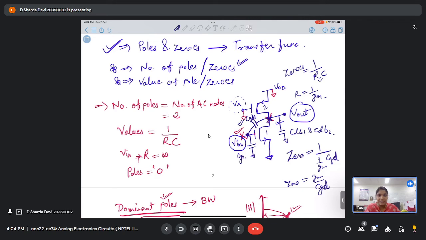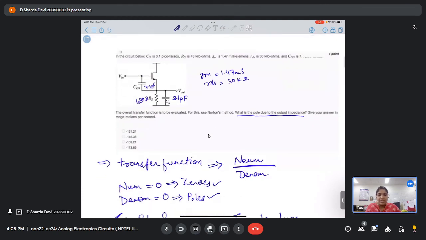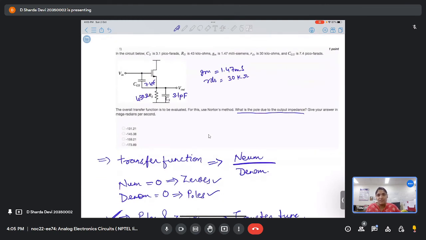Is this analysis clear? Yes. Okay. So now we have analyzed how to find the values of poles and zeros in a given circuit. Now let's move on and solve the first question. You'll understand why I stressed this point so much, because now we'll be analyzing all our circuits mostly through this method only, because it reduces your time as well as the complexity of the circuit. Okay. So in this first question, what is asked is the value of the pole at the output.